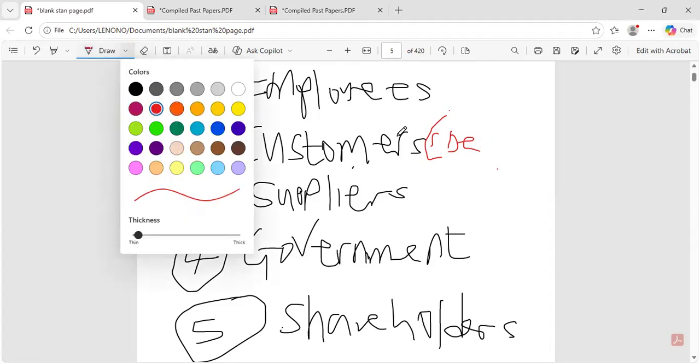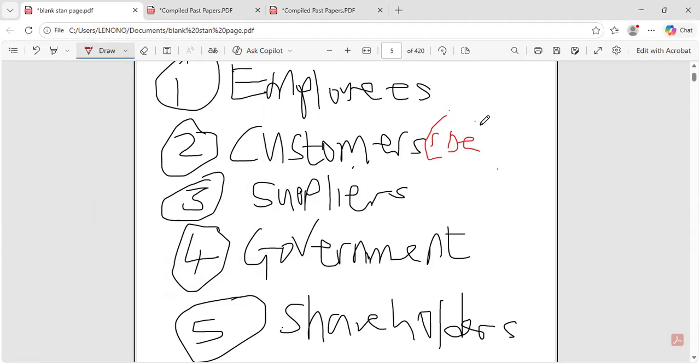Customers or debtors. So that's my debtors. Then these ones are also called creditors. Okay, so this is what is going on.